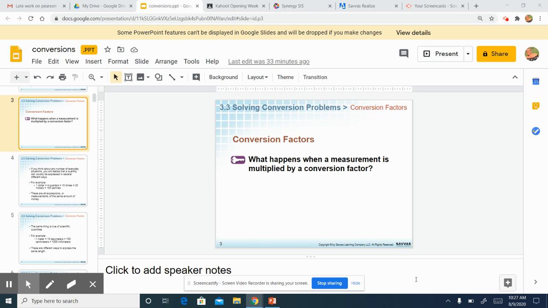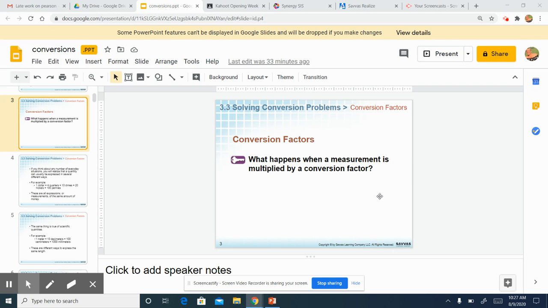Okay, today we're going to talk about how to solve conversion problems and how to do one-step conversions using unit conversion factors. So this first key question is what happens when a measurement is multiplied by a conversion factor? And we use conversion factors every day in everyday life.